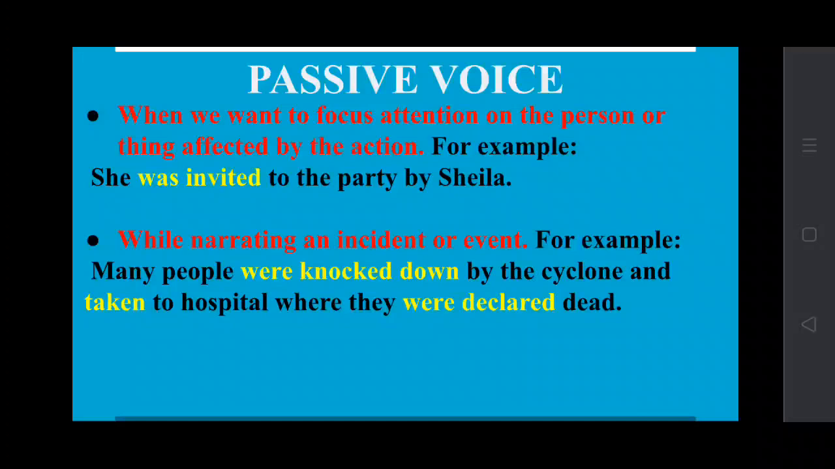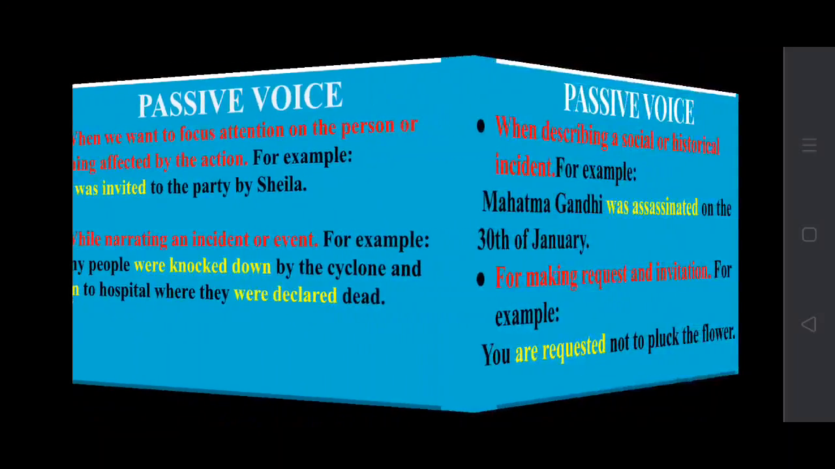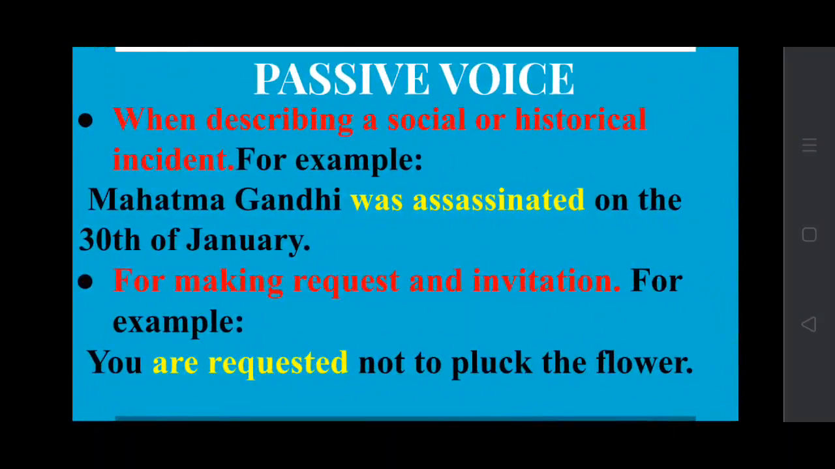Same way, while narrating an incident or event. So, when we narrate an incident or event, we use passive voice. Many people were knocked down by the cyclone and taken to hospital where they were declared dead. Then, when describing a social or historical incident, for example, Mahatma Gandhi was assassinated on the 30th of January.